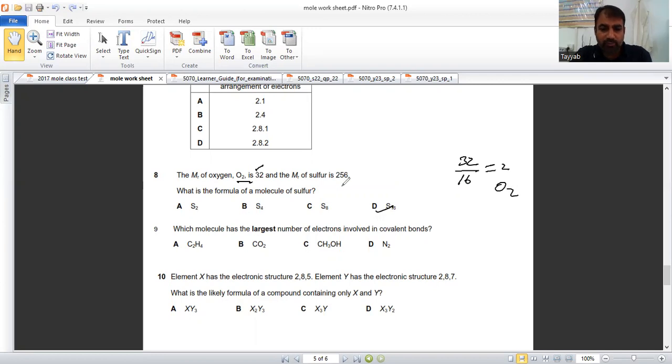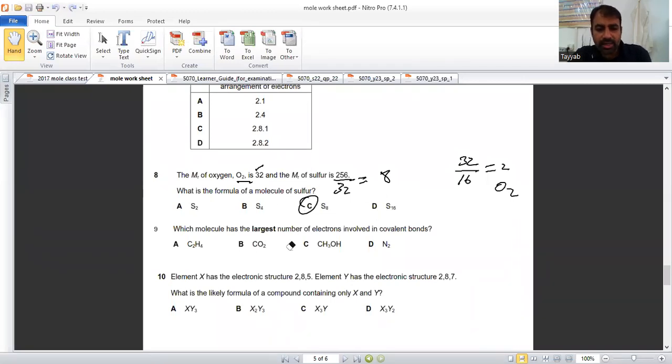In the same case for sulfur, it is 256. If we divide 256 by the Ar of sulfur, which is 32, we will get the answer 8. So the right answer is S8, this one. This is a wrongly placed tick. This is not the right answer. This is the right answer.